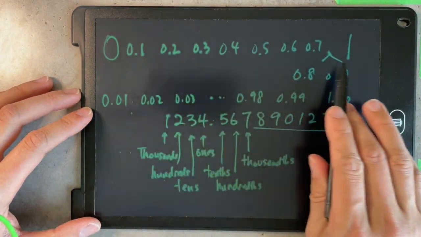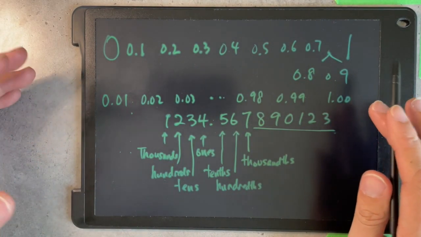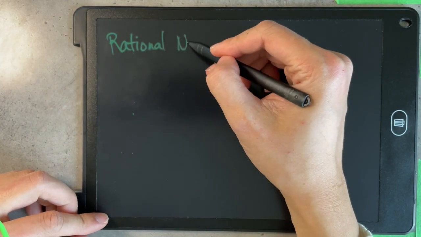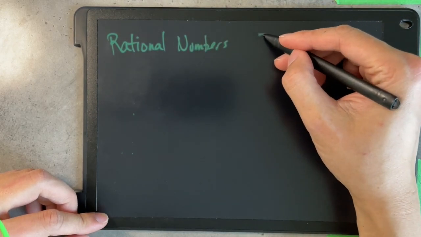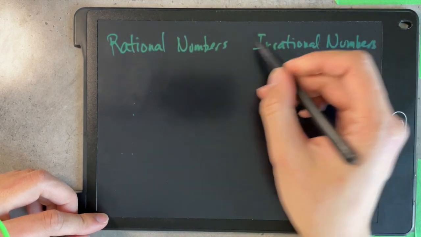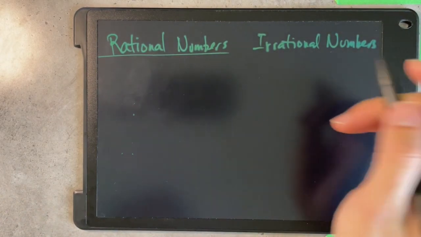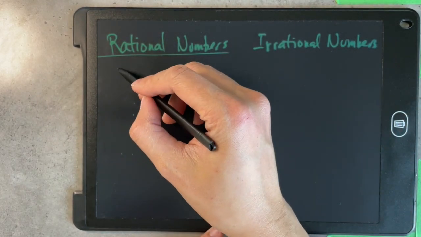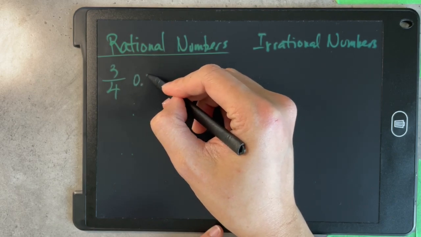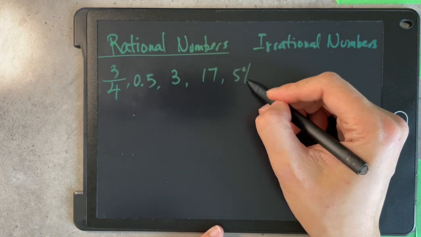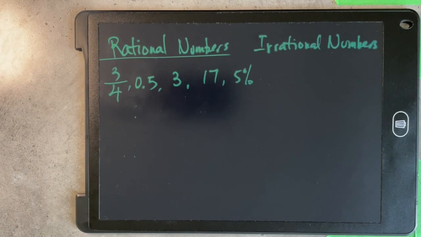So how do we actually find decimals, or how do you use them? Before we understand that, we have to understand that there are 2 types of decimal numbers. One is called a rational number, and the other is called an irrational number. What are those differences? Let us discuss. Rational numbers are numbers that you can express as a fraction. Like 3/4, 0.5, 3/17, 5%.